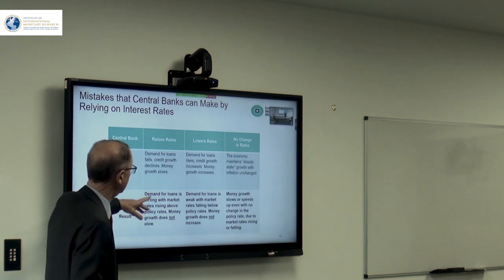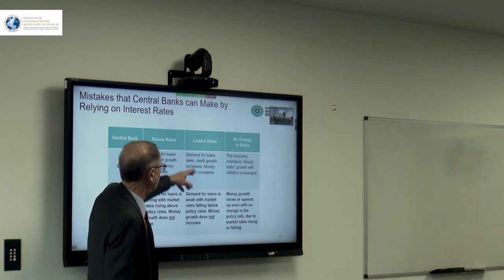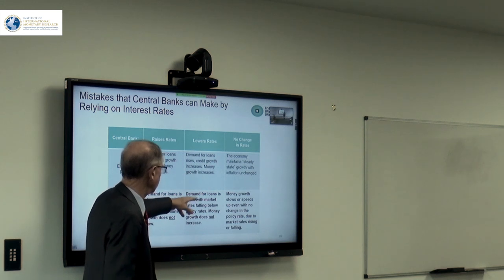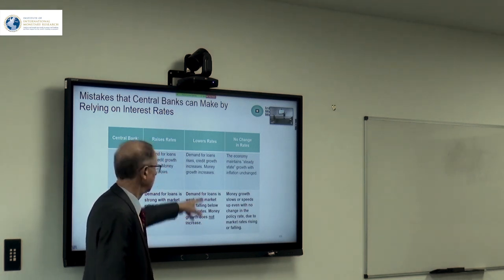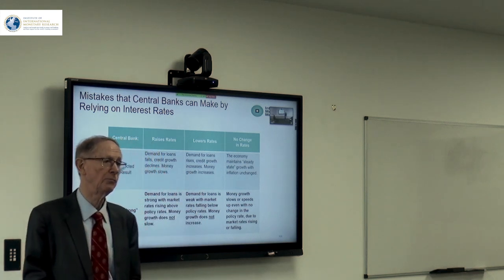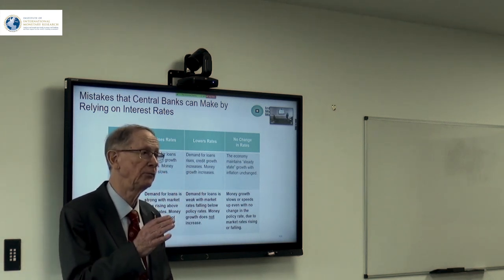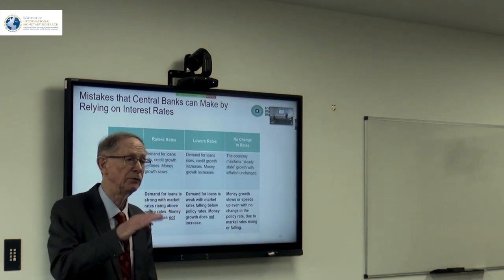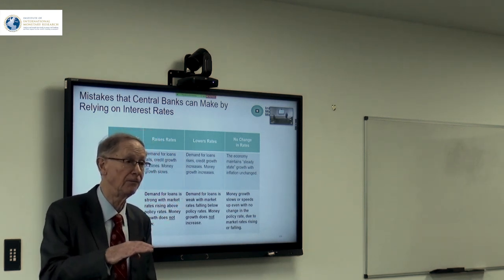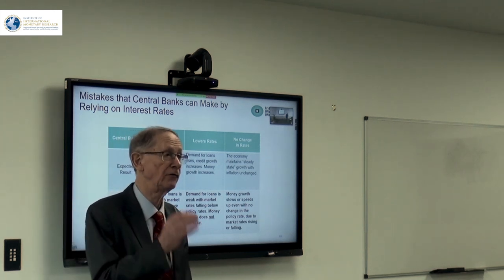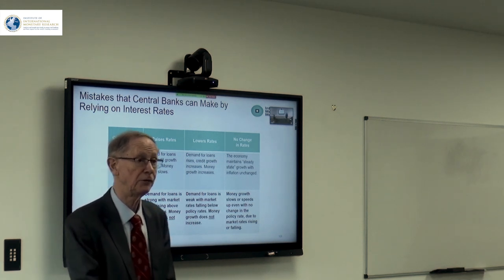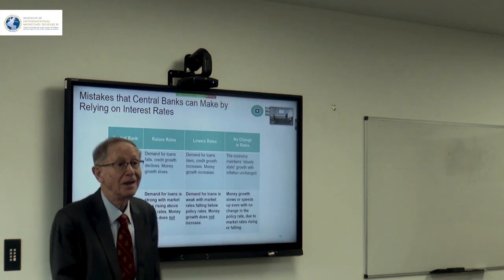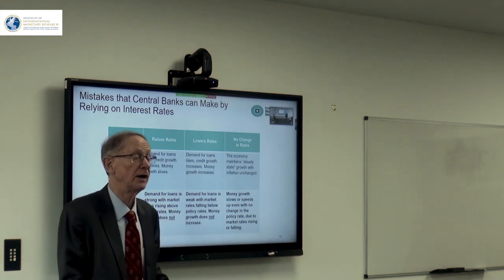Then you can make the opposite mistake. You can cut rates, but the demand for loans could be very weak, market interest rates falling, and money growth not increasing. A classic example of this is what happened when Japan's bubble burst. The Bank of Japan cut rates, but very slowly. It kind of followed the market down. And the result was that broad money growth went from 12% year-on-year down to zero. It actually went negative. So it was clear that they were not cutting rates rapidly enough.